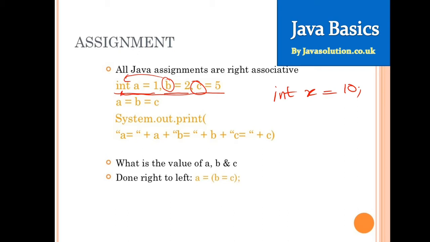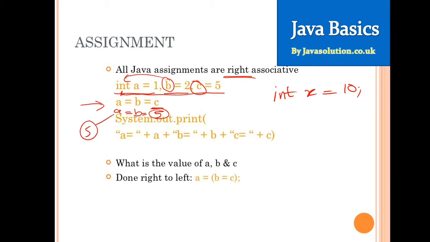At this point, when the assignment starts, it will pick a value from the right, right? So on the right we have c. The c is 5 here, right? So it will assign that 5 to b. So b becomes 5, and then the value 5 will be assigned to a. So a becomes 5, right?